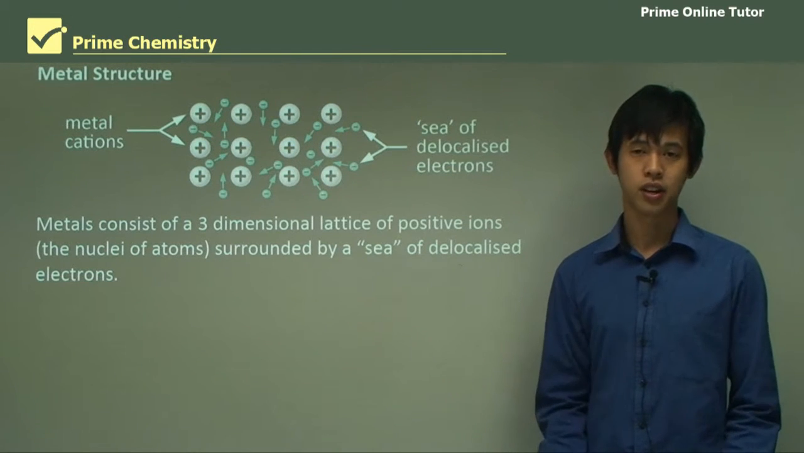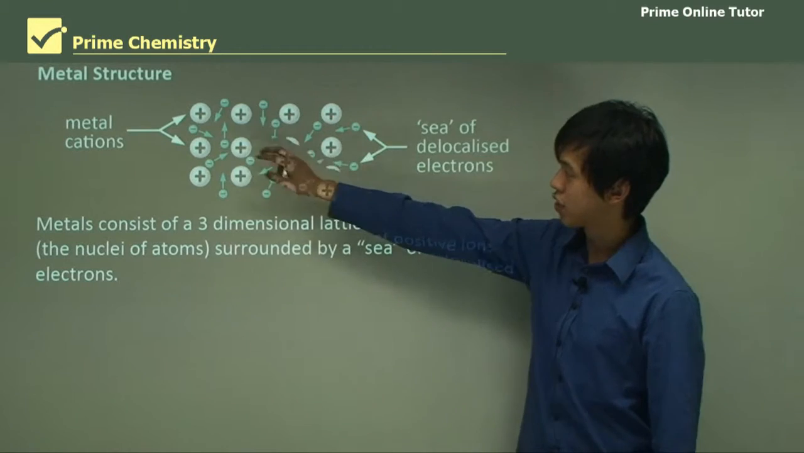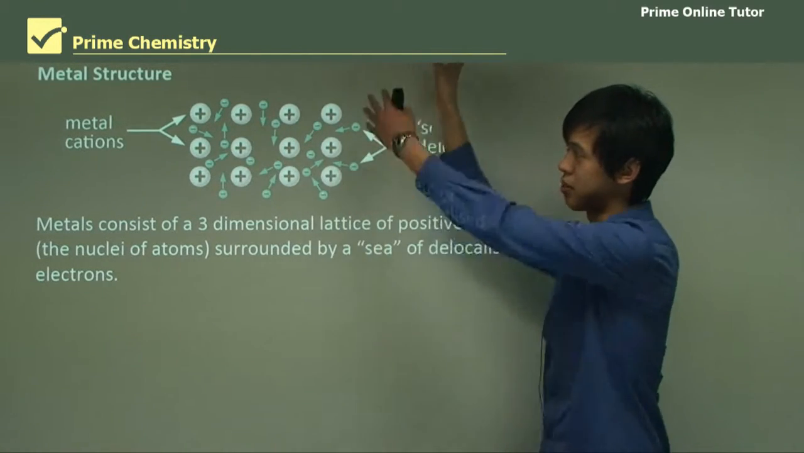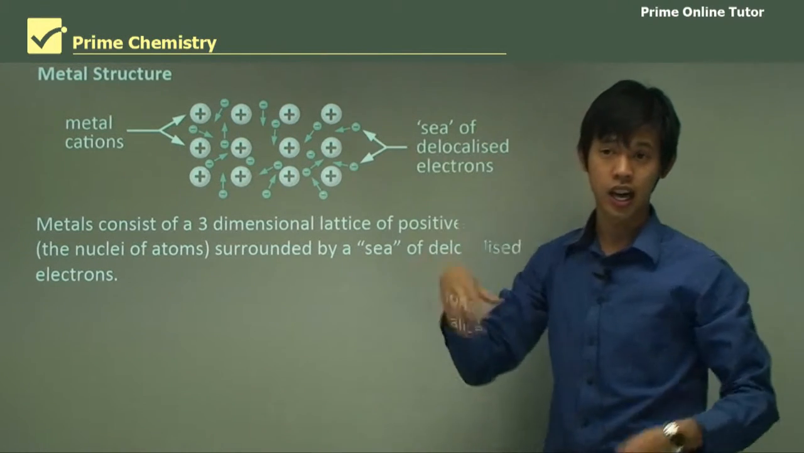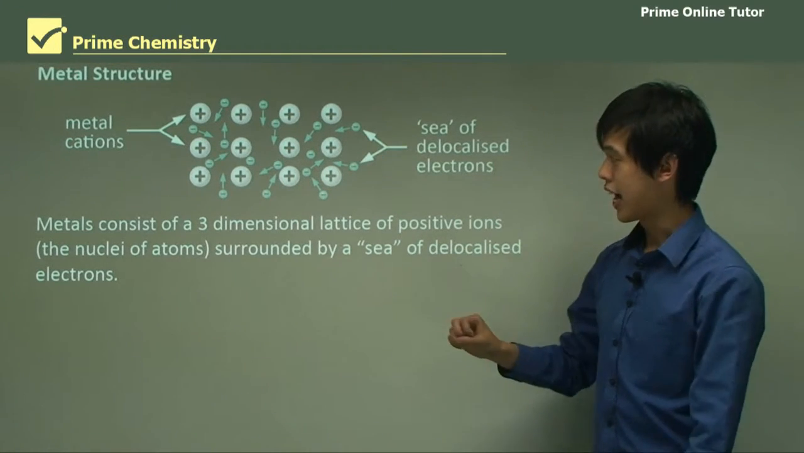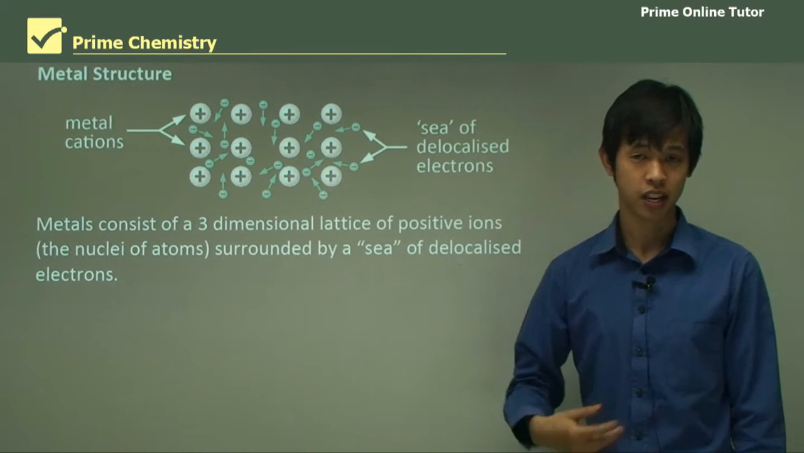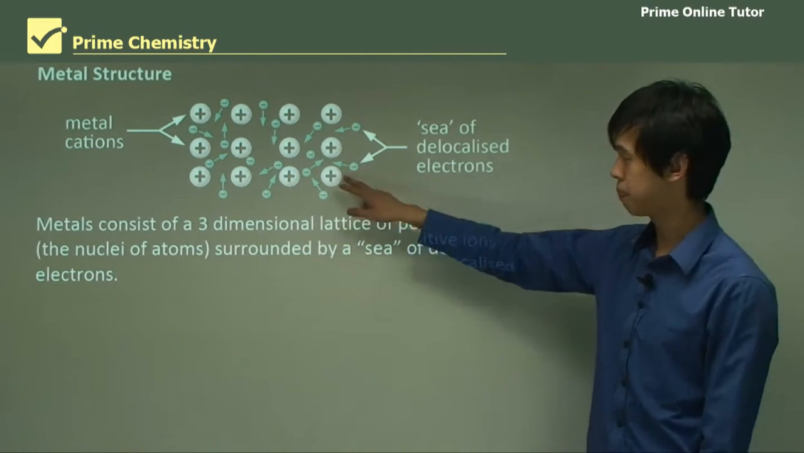There are a lot of words there, but the key thing is that you've got a lattice of these positive ions. If you imagine it going into the board as well, you'd have circles going into the board, and that's what we call a 3-dimensional lattice because it makes a 3D shape. The nuclei of the atoms are all positively charged because they have protons inside them. We remember that from probably Year 10.